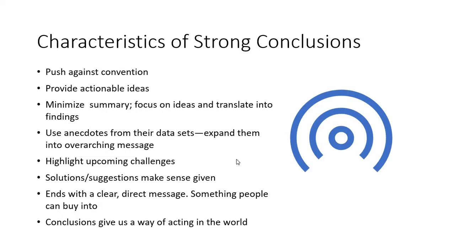So, this is from the technical writing field in a sense, where a lot of research dissemination comes from in the first place. This is an overview of characteristics that form strong conclusions. We're not going to cover them all, but really strong conclusions, especially in the context that you're writing in, are going to push against convention a little bit. They're going to provide me with actionable ideas. They're going to minimize summary. We just talked about that.